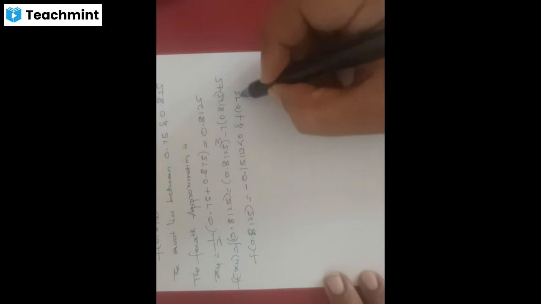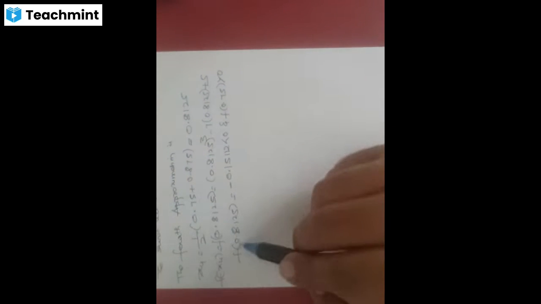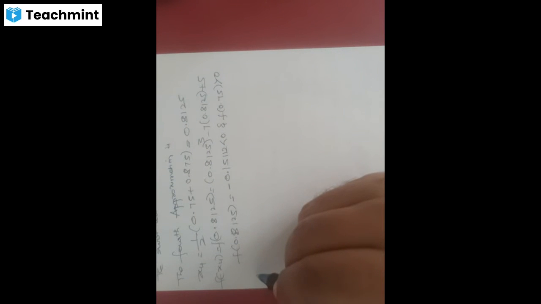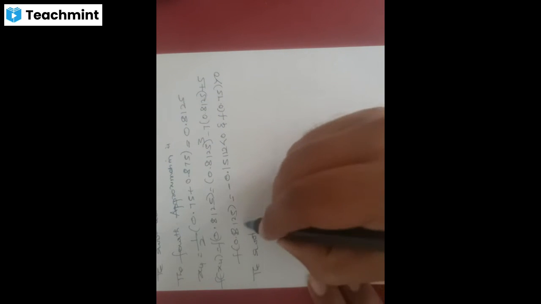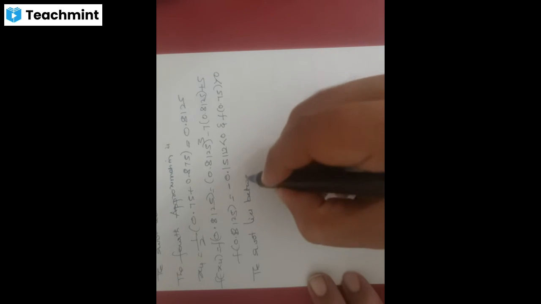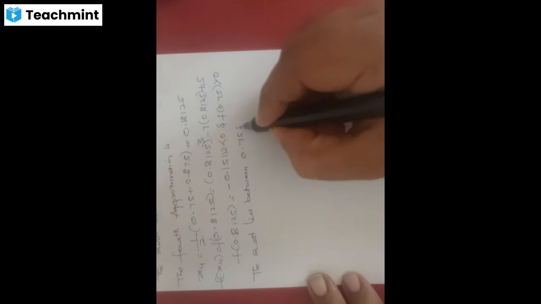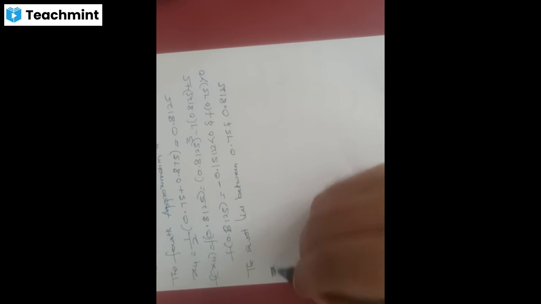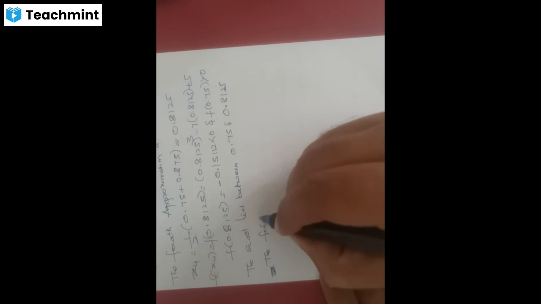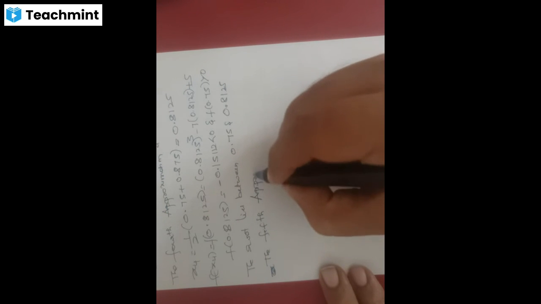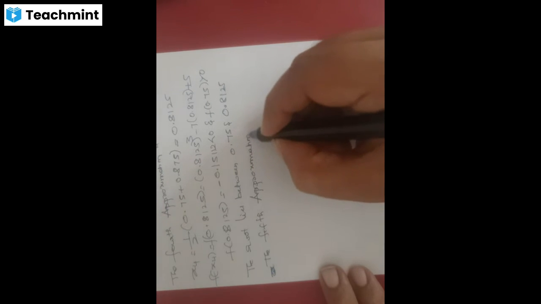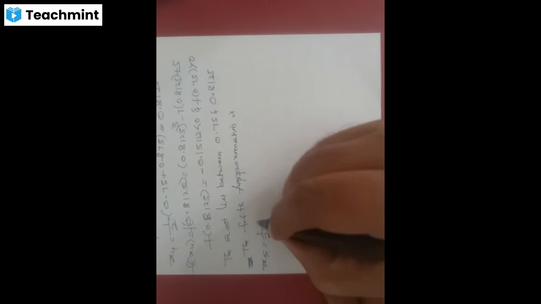Previous positive, which one have we taken here? F of 0.75 is positive. Therefore, the root lies between 0.75 and 0.8125. Then you find x5, the fifth approximation. They're asking sixth. Therefore, the fifth approximation x5 is equal to 1 by 2 into a plus b.